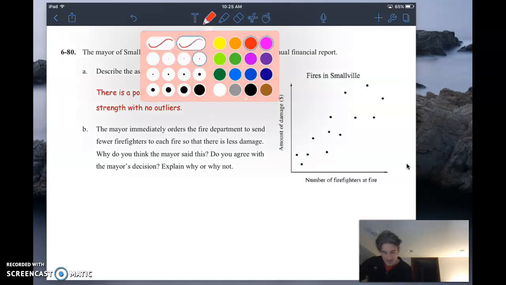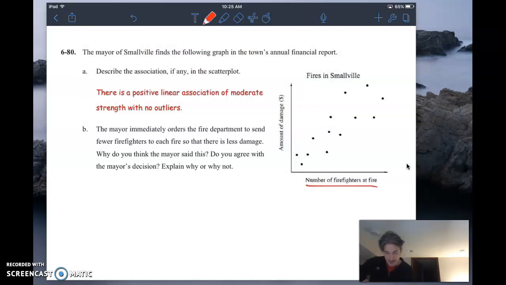We've got the number of new firefighters at the fire, and we've got the amount of damage. Because we have a positive linear relationship, that means as one variable goes up, the other variable goes up. So if you're not an informed mayor, you're going to think, well, if I send, I'm sorry, not new firefighters, if I send more firefighters to the fire, then guess what? I'm going to have more damage. I'm going to have to pay for more repair. Okay? But is that really the case?